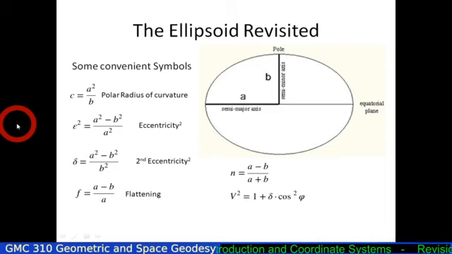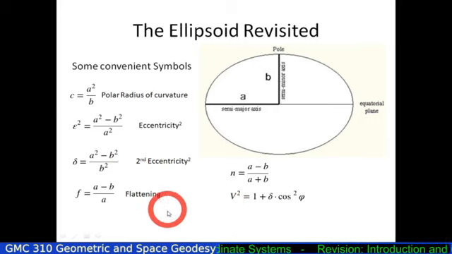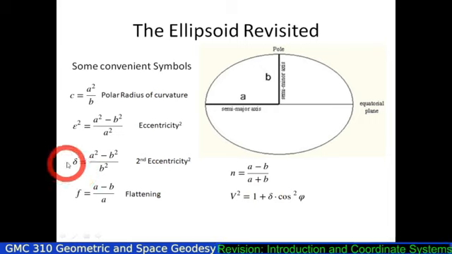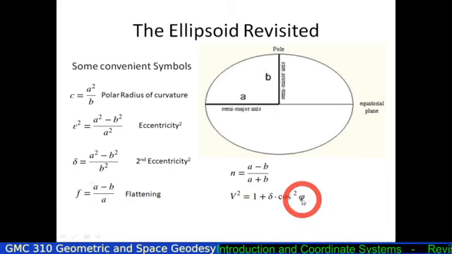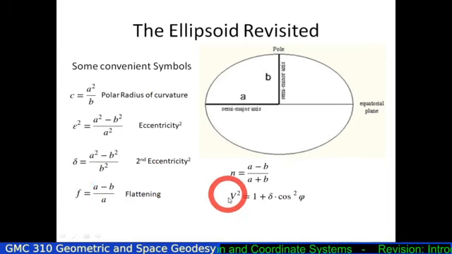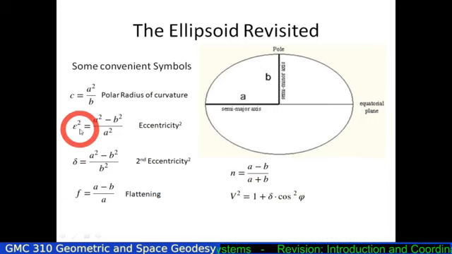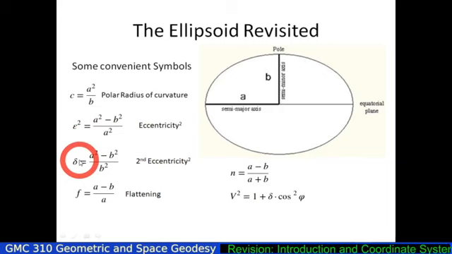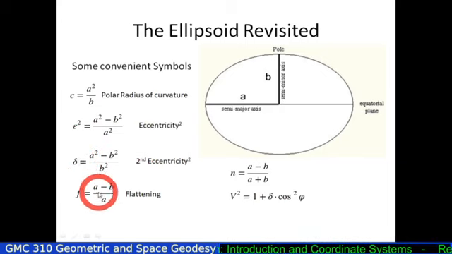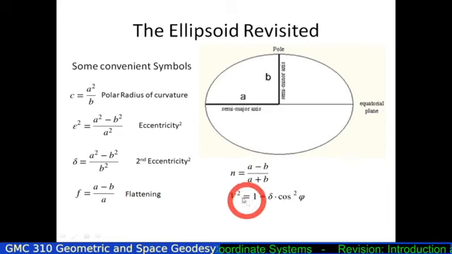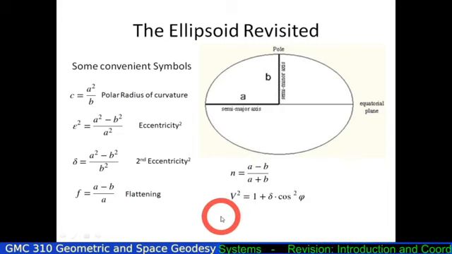Just have a look at the ellipsoid again with some formulas, especially V, which we'll use a little bit later on, and it uses delta, which is over there, and the phi again. V is dependent on phi, you'll see that. None of the others, not C, not epsilon squared, not delta, nor F, nor N is dependent on your latitude, but V becomes dependent on your latitude. So that's important to remember that difference.